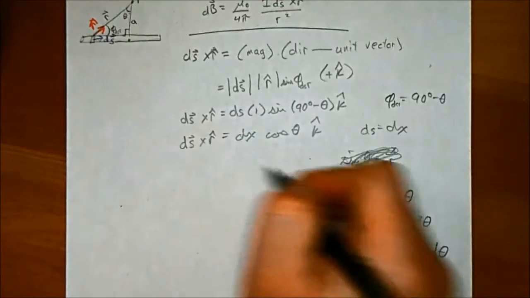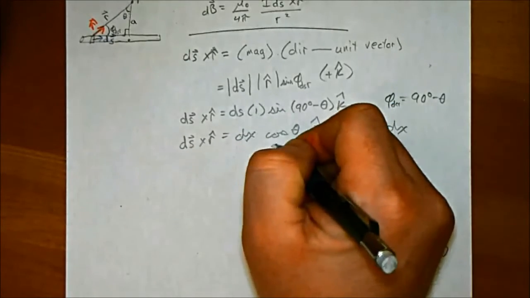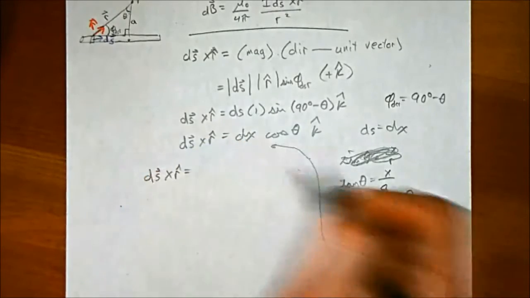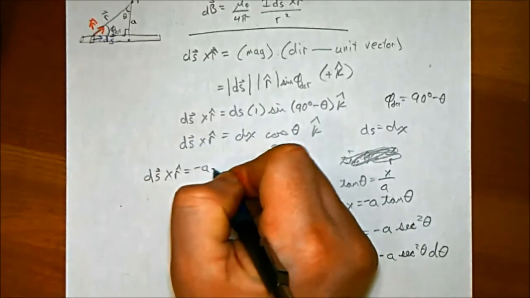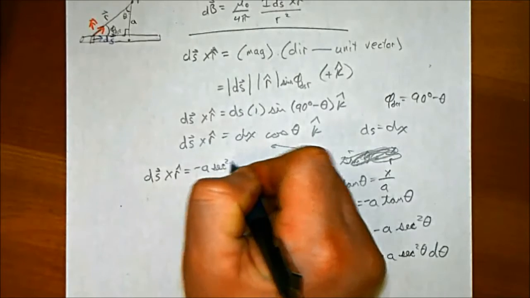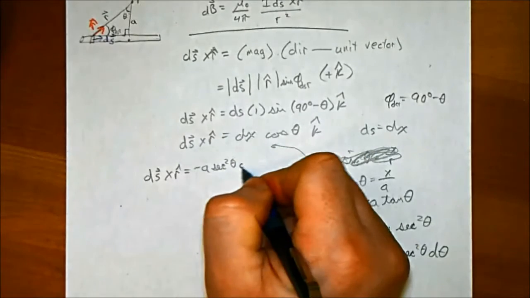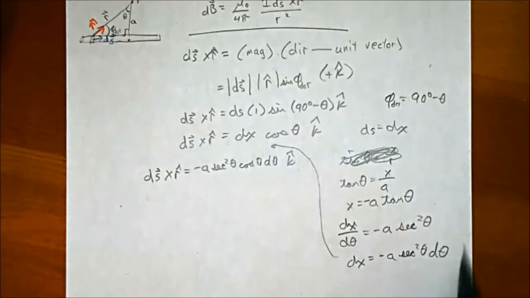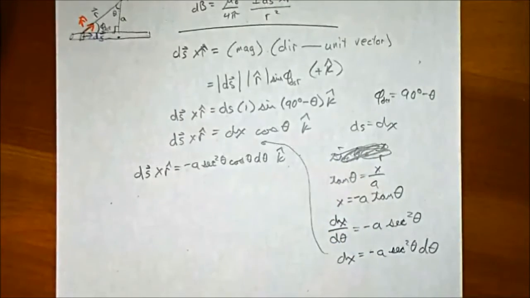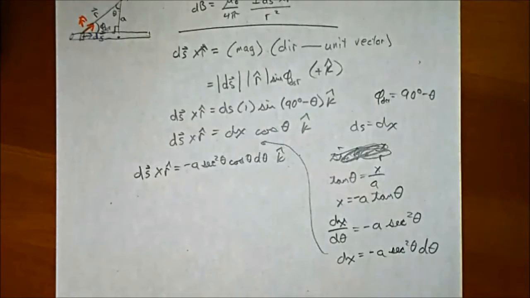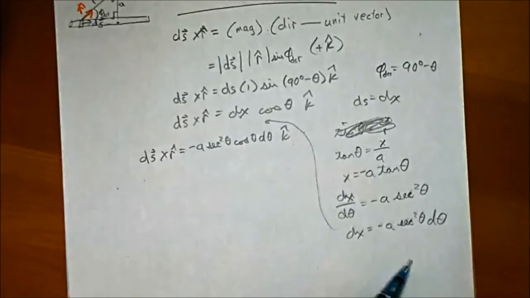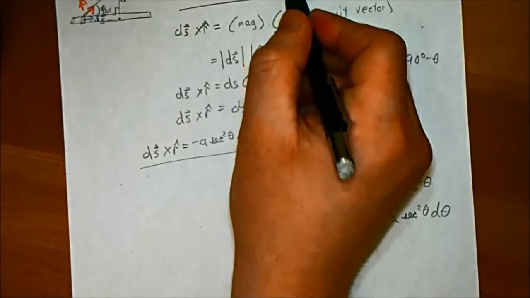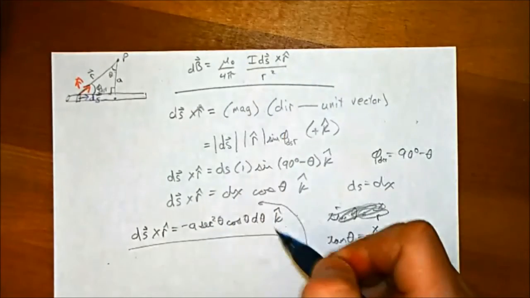So let me go back to this expression and say ds cross r hat equals negative a secant squared theta cosine theta d theta r hat. I just moved the d theta to the outside. Okay. So I think we're pretty good on this part of Biot-Savart's law. We have everything in terms of theta.